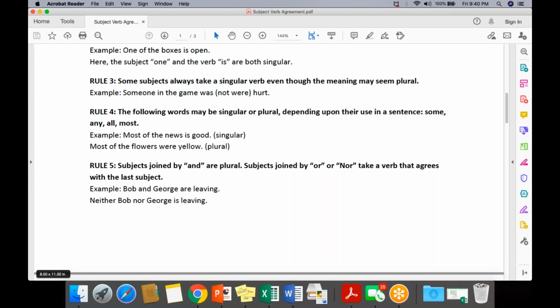So in the case of neither nor or either or, my verb needs to be in coordination with the subject which is closer to it. That is what my rule says. Is it clear, Vinisha? Is it clear, Supriya, Harsh?